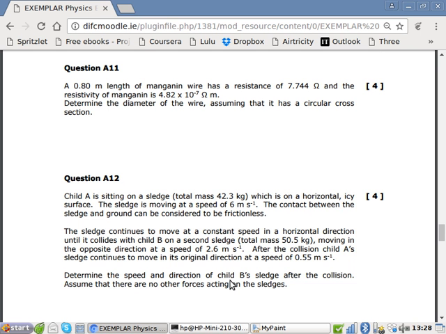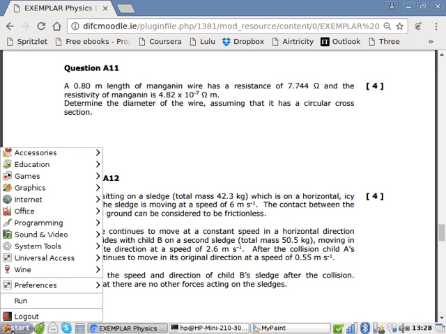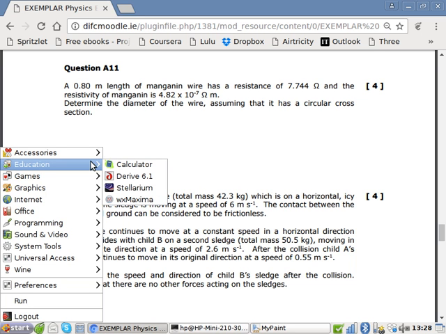Rho in the formula. It's given here, yeah. Is it the resistance? Resistivity. Actually, maybe I'll do them one at a time. Are we nearly finished 11?